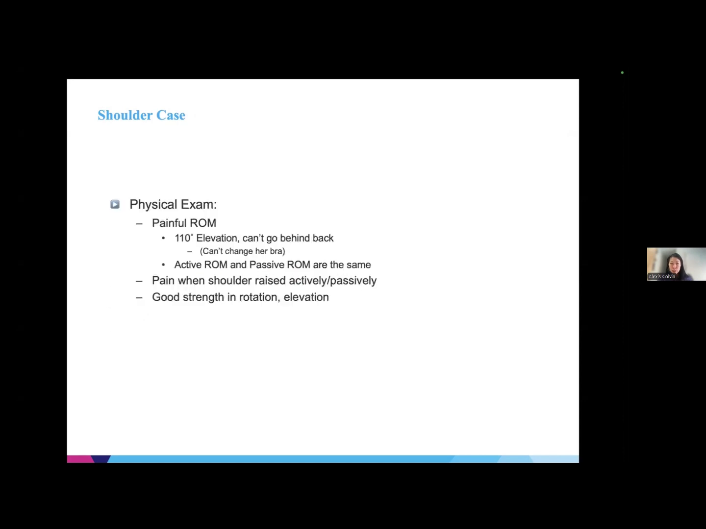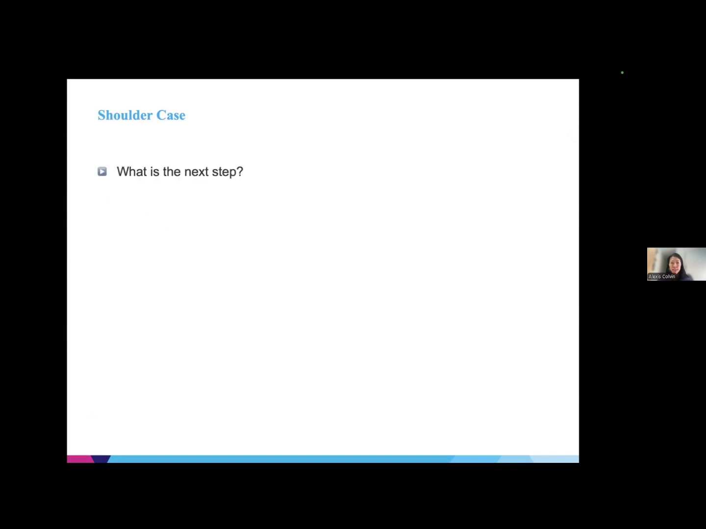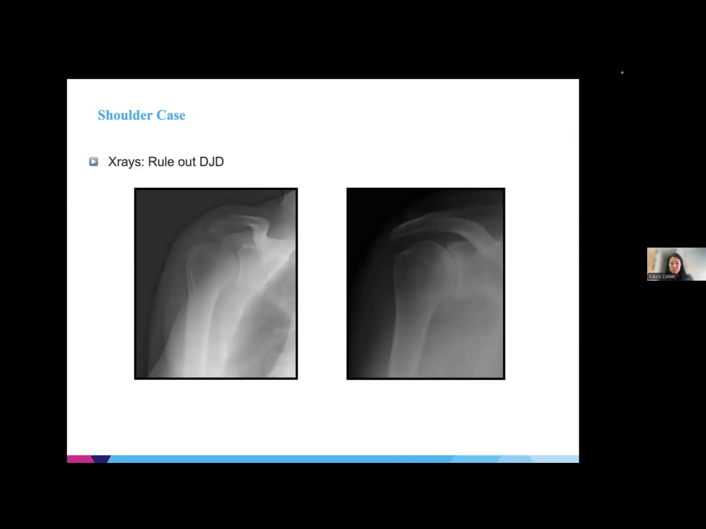So on her exam, she has limited elevation. Usually forward elevation would be about 170 degrees. She's unable to internally rotate. And again, I said that hallmark, her active and passive range of motion are the same. And she does have good strength. So the next step would be NSAIDs, physical therapy, injection, X-rays, MRI.